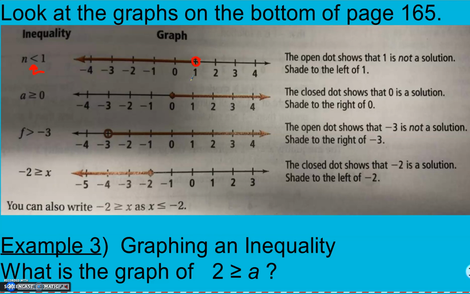Sometimes that's included. When it is, we fill it in. When it's not, we leave it open. We want numbers less than 1, like 0. So we shade all along this side, including the arrow, to tell us it goes on forever.